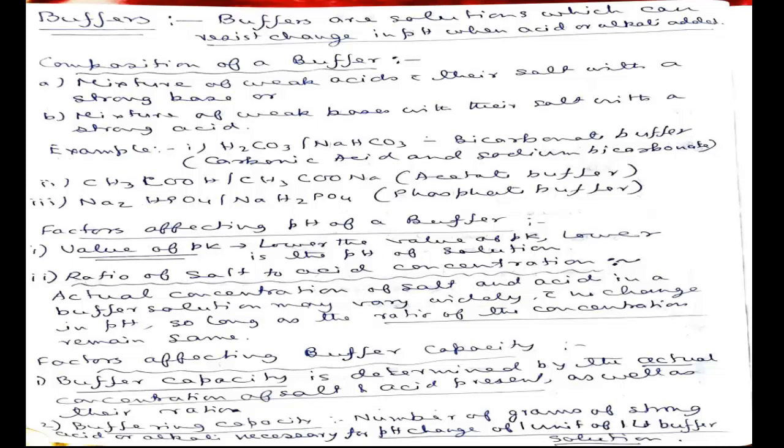Next is factors affecting buffer capacity. Buffer capacity is determined by the actual concentration of salt and acid present as well as by their ratio. Now, buffering capacity. Number of grams of strong acids or alkali that is necessary for change in pH of 1 unit of 1 liter of buffer solution.